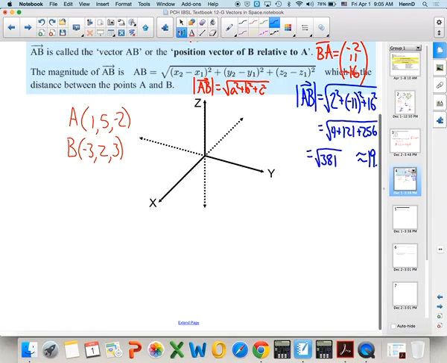Just move the equal sign over. There we go. 19.52. Okay, so that's the magnitude of that vector AB.